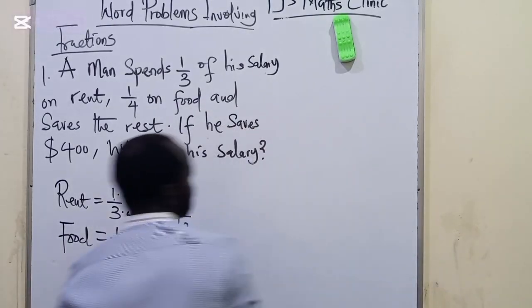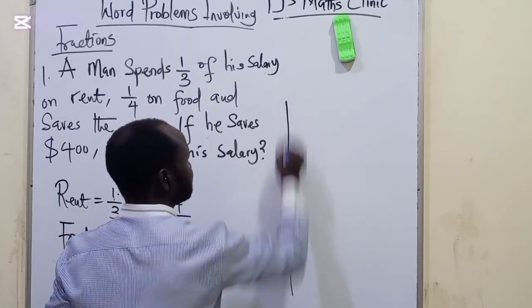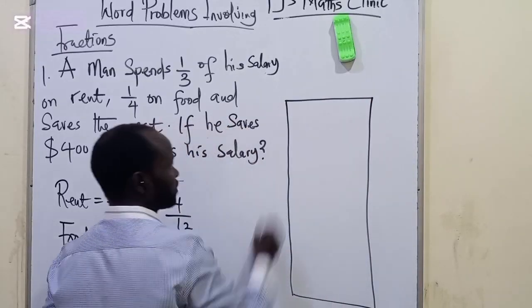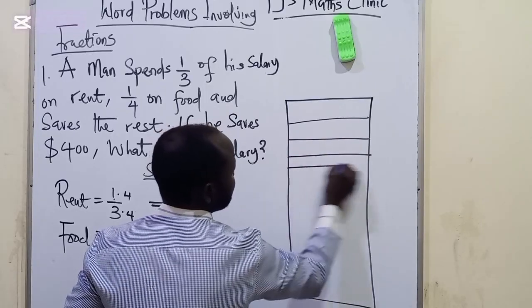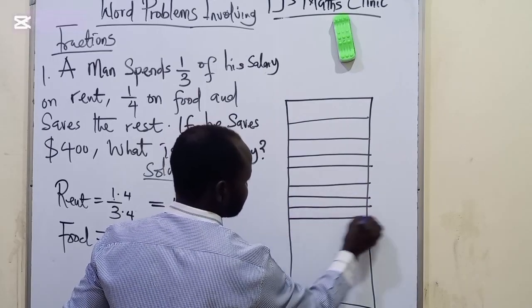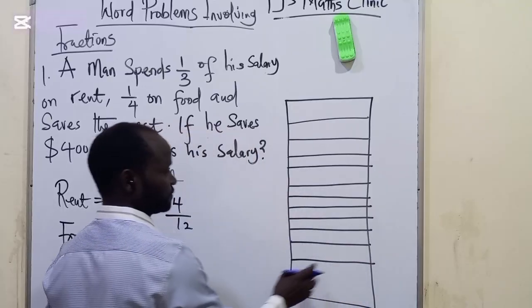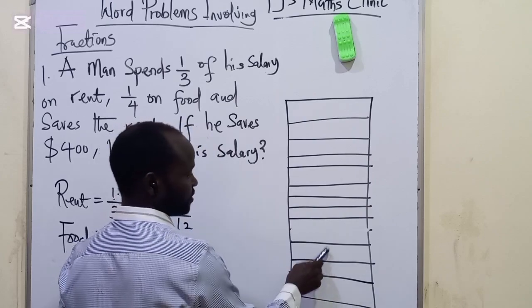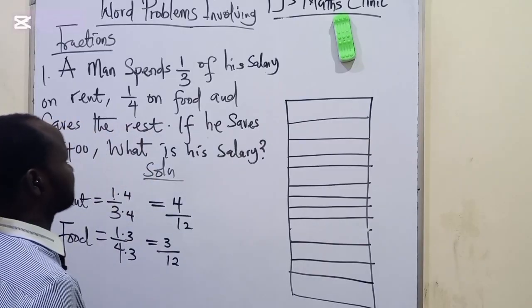So it means to get that fractional part, let's draw our parts like this and divide it into 12 and see what we are going to get. This is 1, 2, 3, 4, 5, 6, 7, 8, 9, 10, 11, then 12. Let's count again. 1, 2, 3, 4, 5, 6, 7, 8, 9, 10, 11, 12. So this is the part of the fraction.